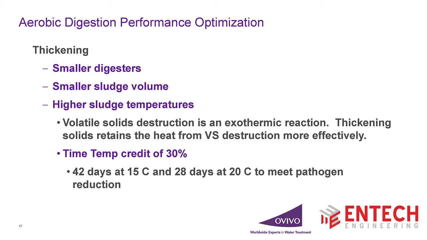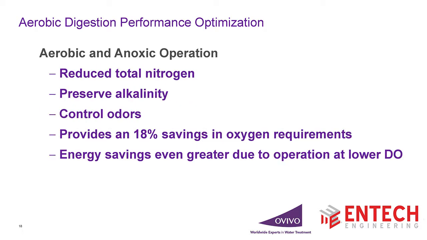And as you see at the bottom, this makes a big difference in terms of meeting Class B requirements for pathogens. Helps us keep the size of the digester down. Next slide.